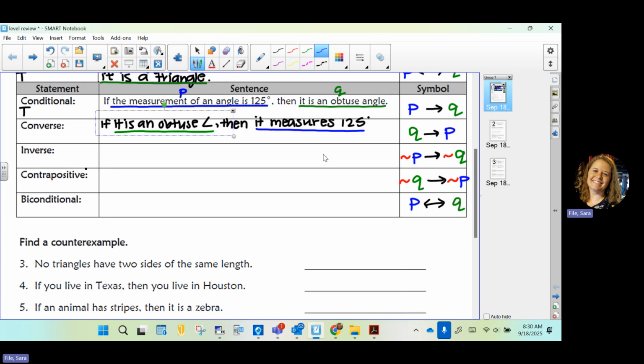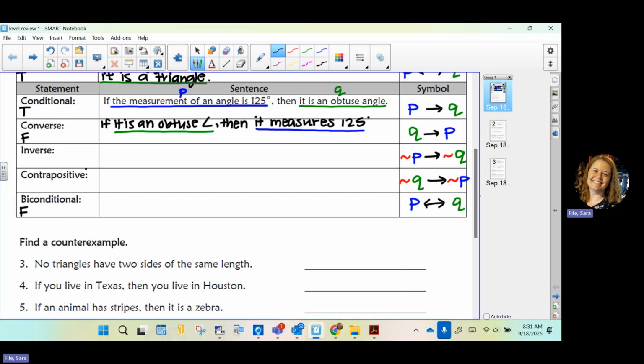No, this can be true, but it is not true every single instance. So we say it's false. If you have an obtuse angle, that does not mean it has to be 125 degrees. It could be, but it's not true 100% of the time, so we say false. Okay, so this time, I'm going to go ahead and come down here. I'm going to write the biconditional, but I know right now that it's going to be false. Without even writing it, I know it's false because the conditional and converse were not both true. Are y'all with me?